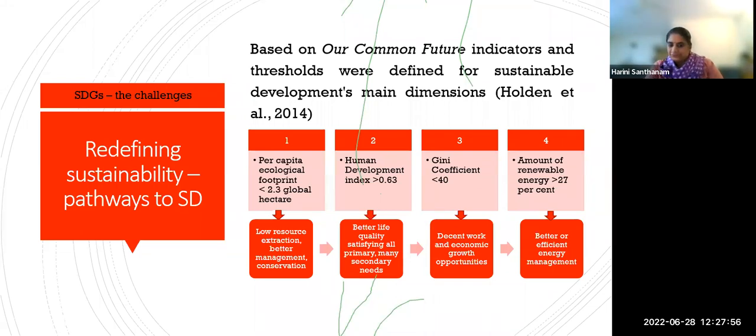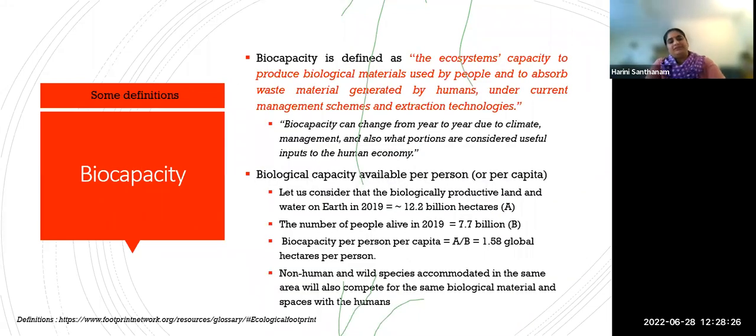So here, these 4 conditions were laid down to redefine sustainability, as this can only be achieved if we have better pathways to achieve it. It cannot be achieved singly, or holistically and cumulatively all at once. It has to go through several pathways, stage by stage, for us to achieve sustainable development growth. So first I take forward the ecological footprint concept.